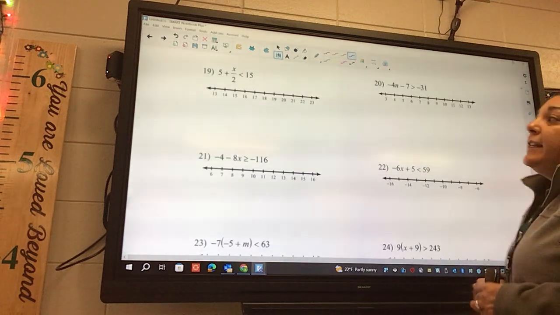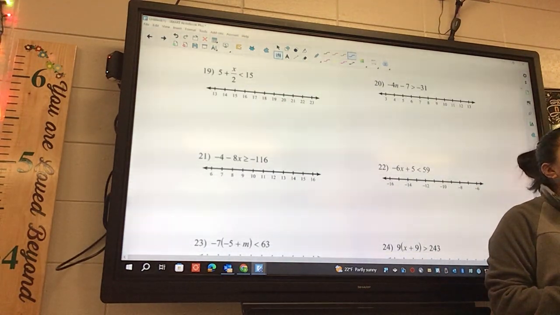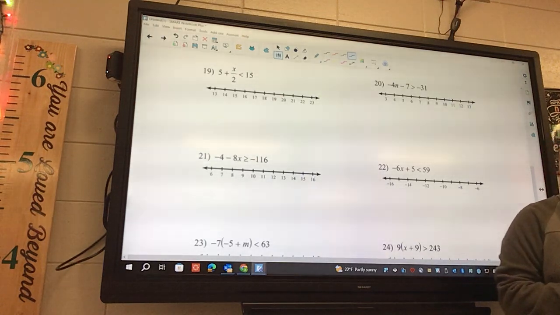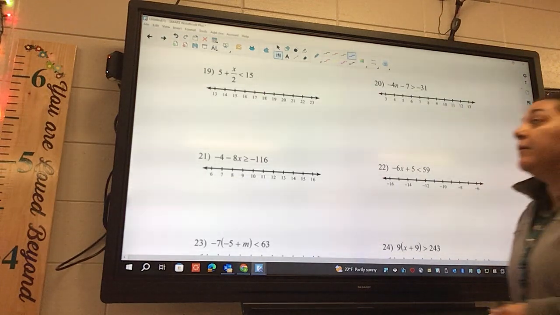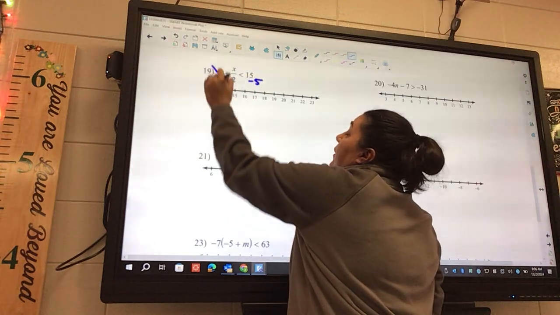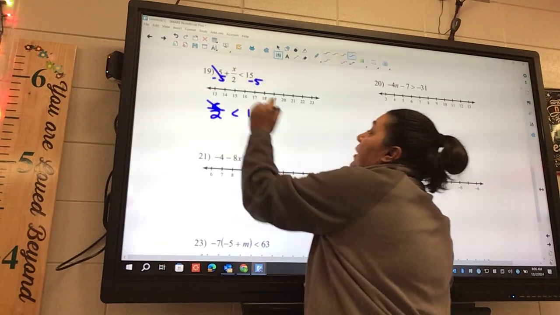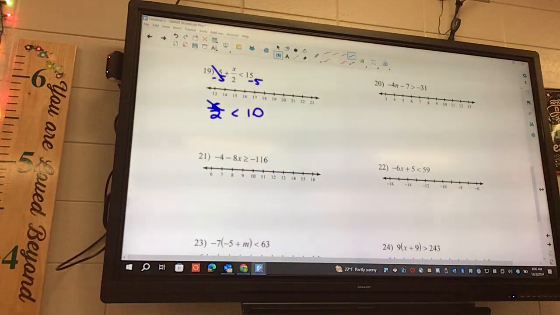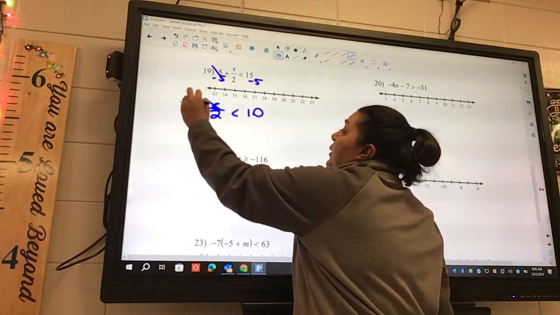Look at 19. Who is the babysitter? 15. Who's the kid? The 5. Who's the couple? 2 and X over 2. So we need to move the kid first. How do I move that kid? Minus 5. So I'm going to get X over 2, and that's going to give me 10. Now how do I break up that couple? Times 2.